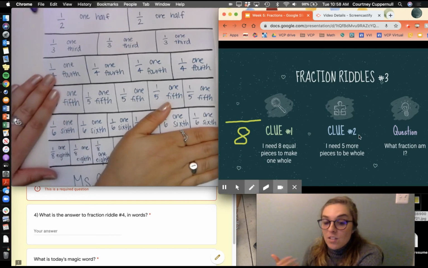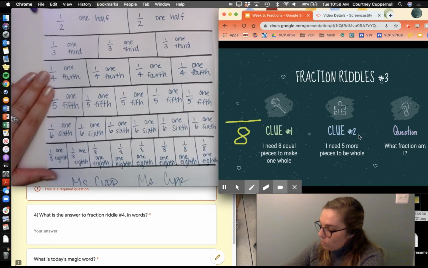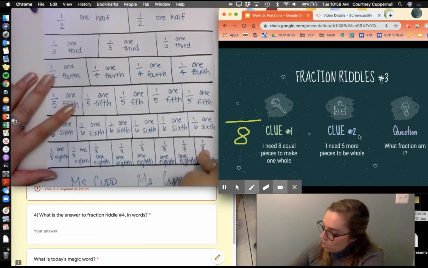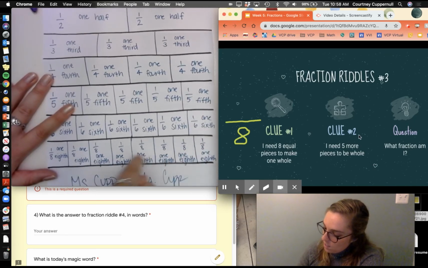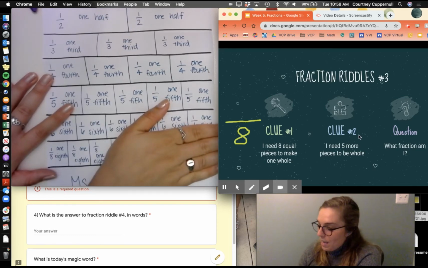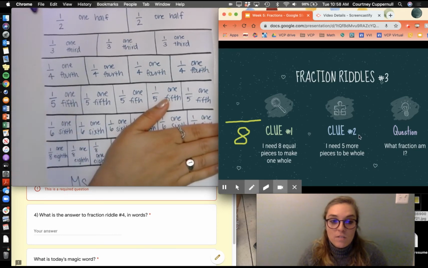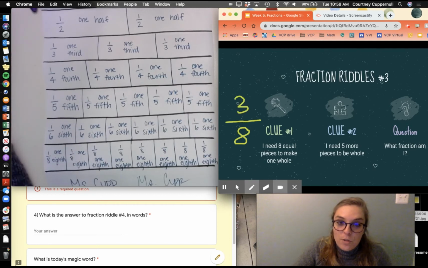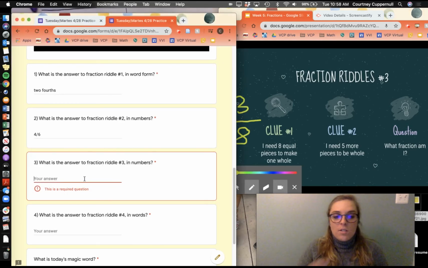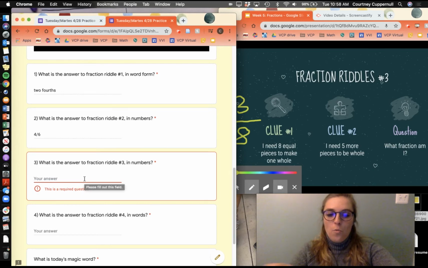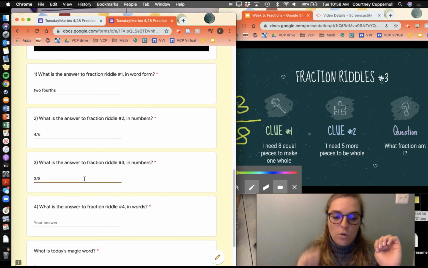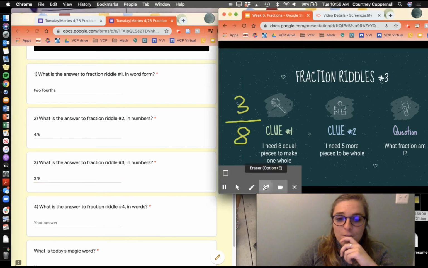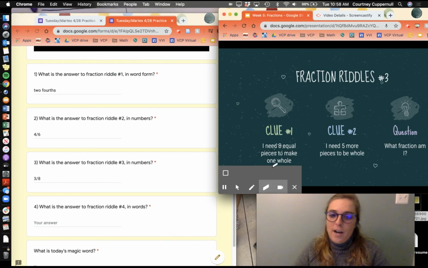So again, if it needs a certain amount of pieces to be whole, you're going to start from the whole, count how many more pieces it needs. 1, 2, 3, 4, 5. Cover that up. We have 1, 2, 3 pieces. Each of these pieces is called an eighth. So we have 3 eighths. I'm going to put 3 in my numerator to tell me that I have 3 pieces. Now, it says, what is the answer to fraction riddle number 3 in numbers? Well, we know we have 3 pieces. We have a total of 8 pieces in our whole. This is 3 eighths.